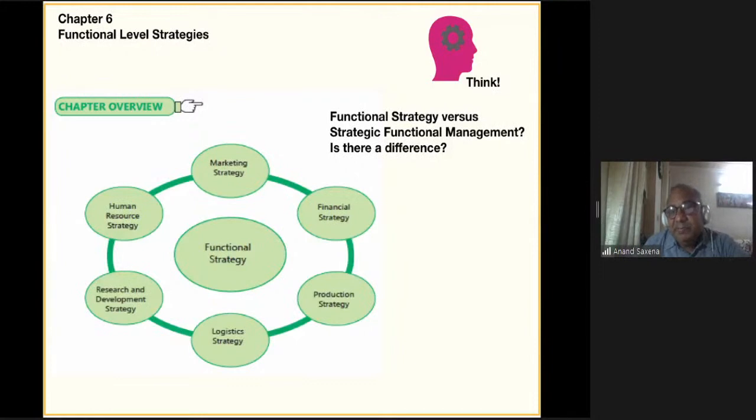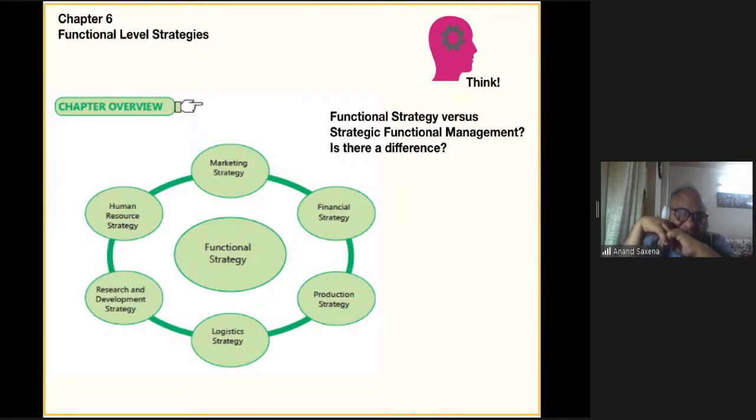And this question is important as far as I can see, because, as has been the approach of the study material and most of the books, functional level strategies in a way are derivative strategies or the supportive strategies from the corporate and the business level strategy. So you envisage a hierarchy of strategies, starting with the corporate level to the business level and to the functional level. That's one way of looking at strategy.